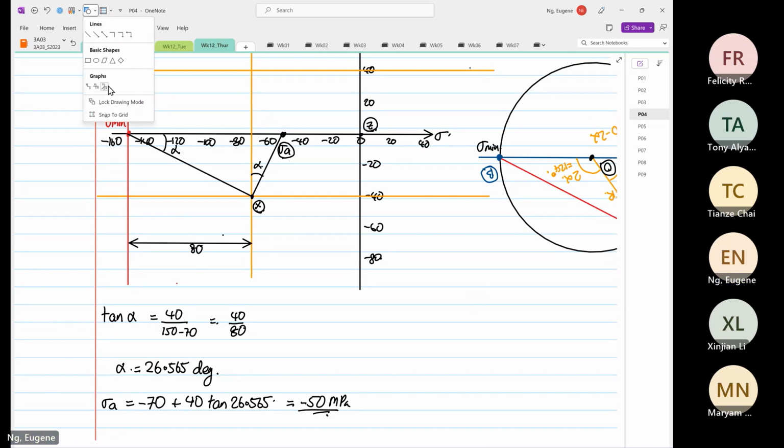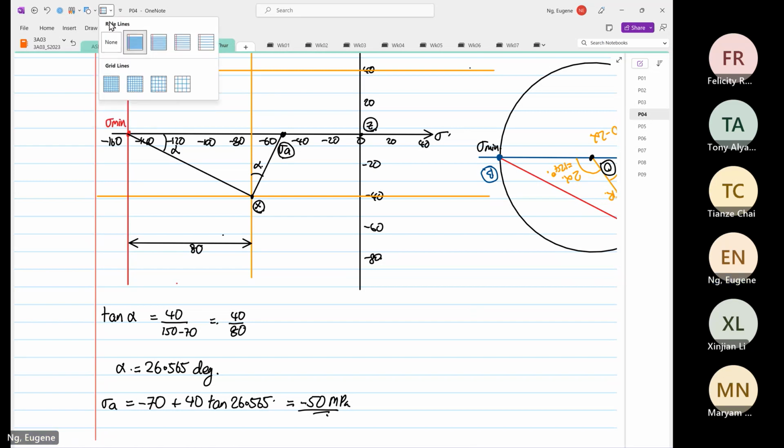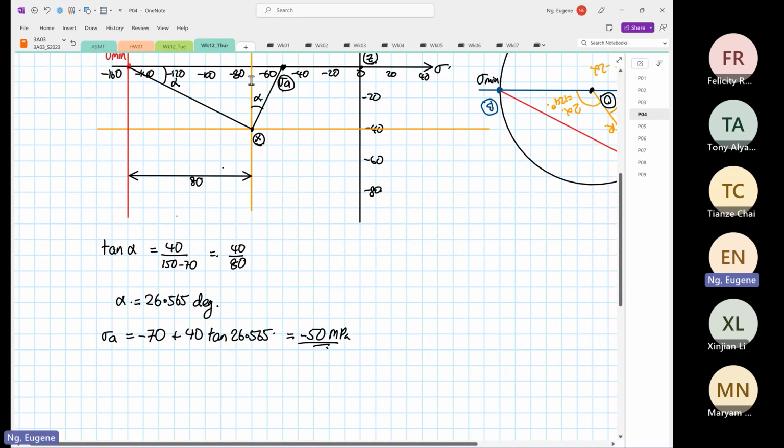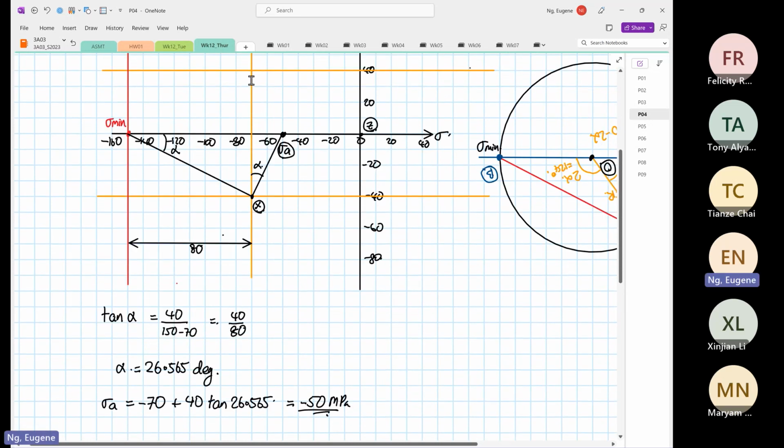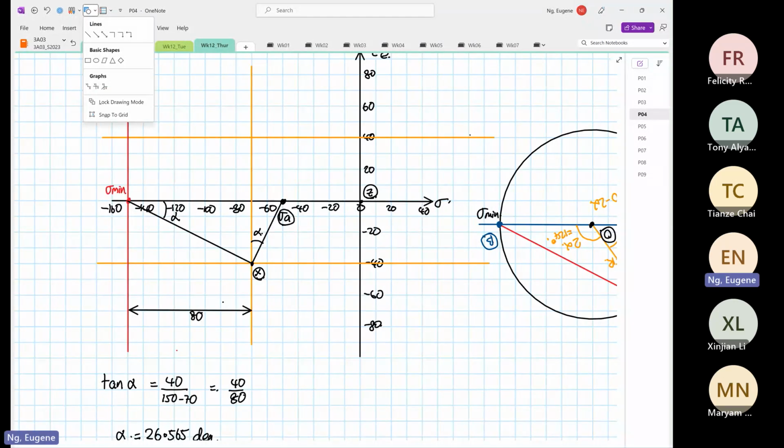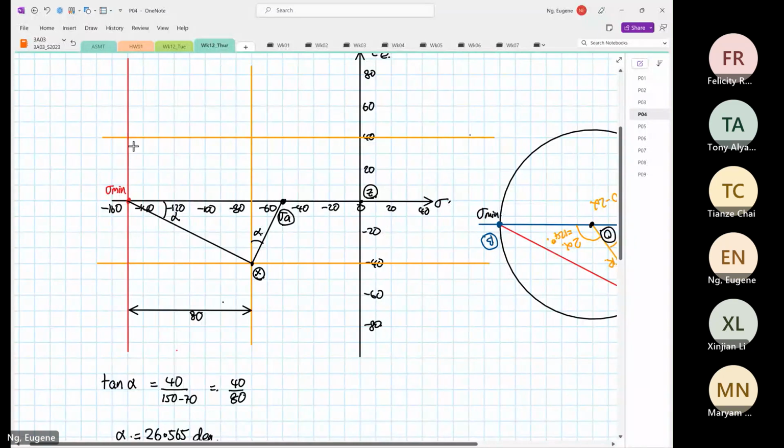So from here, we can draw the circle. In fact, we can draw the circle. If you look at stress A and stress mean, minus 50 and minus 150, the radius is 50. Okay, the radius is 50. Then you can draw a circle.